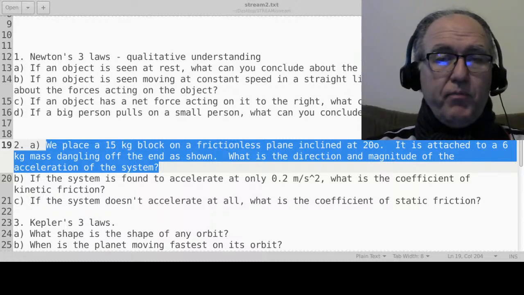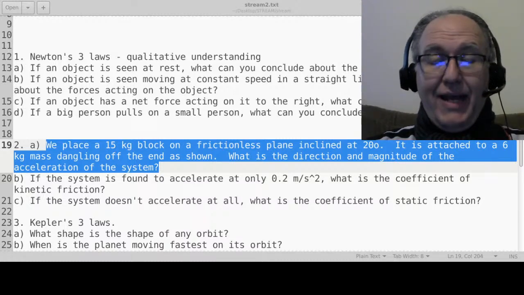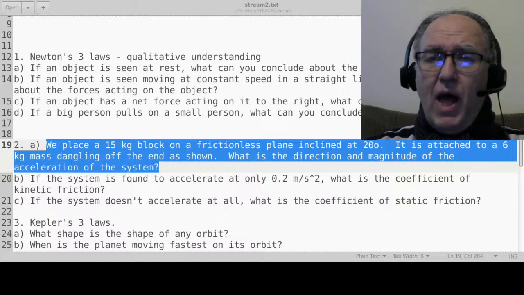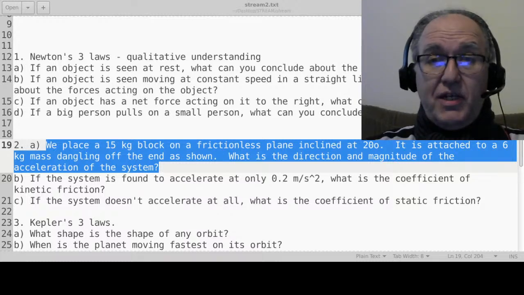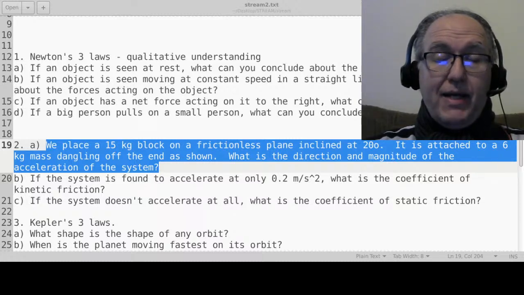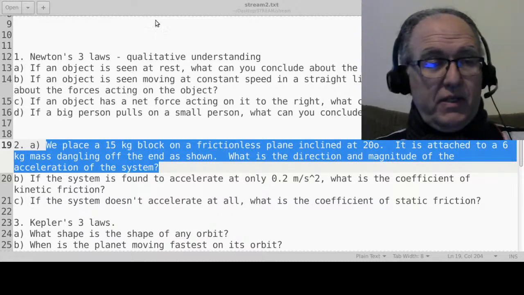We'll look at the diagram in a minute. What is the direction and magnitude of the acceleration of the system? Okay, so read it one more time and then we'll look at the picture. A 15 kilogram block on a frictionless plane inclined at 20 degrees, and it's attached to a 6 kilogram mass by a rope, as shown. We'll look in a minute. And what's the direction and magnitude of the acceleration?